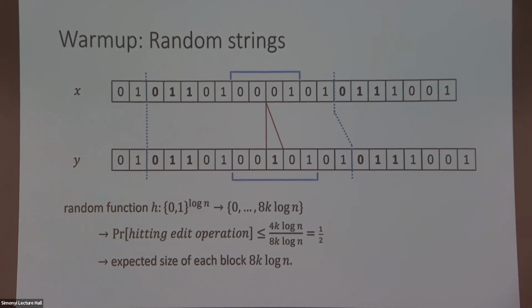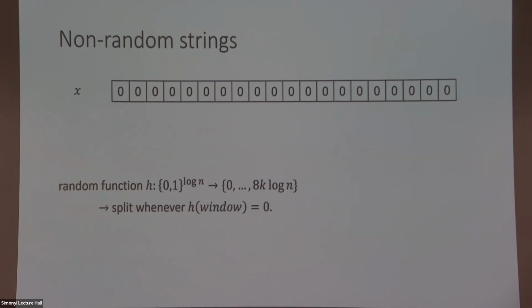How about non-random? Let me take the most non-random string I can think of. This is all zeros, and let's see what this method does. So what happened? Well, nothing has happened because it's all zeros. I see the same thing all the time. So what's the problem? The problem is low entropy. If the string were random, it would look like the picture before, and I would be fine.